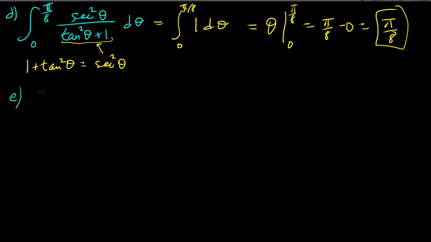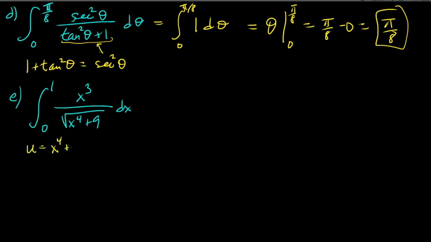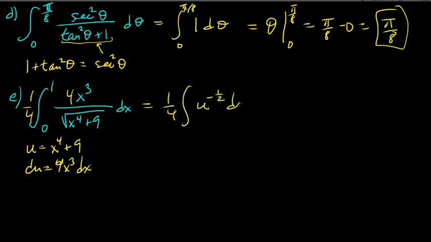Okay, part E. Now we're getting a little bit harder. We have x cubed over the square root of x to the 4th plus 9 dx from 0 to 1. So here, I don't think we're going to be able to simplify this at all. I think our only hope is to do a substitution. U is x to the fourth plus 9. So that du is 4x cubed dx. So we have the x cubed. We don't have the 4, so multiply and divide by it. And then you're just going to get u to the negative 1/2 du.